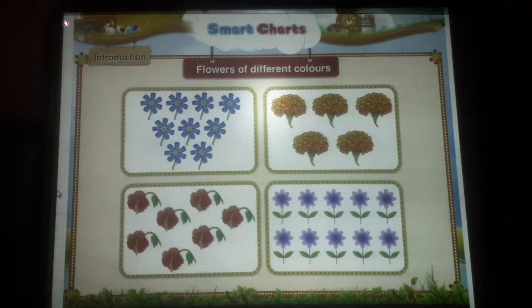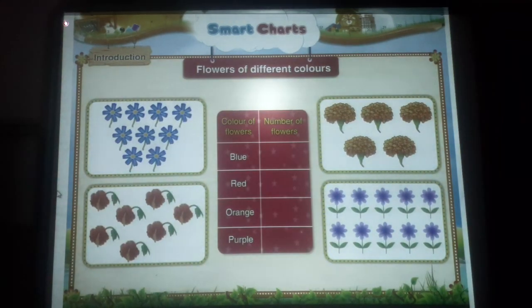Look at the different flowers in the picture and complete the table. In the first column of the table, the color of the flowers is given. And in the second column, we have to write the number of the flowers.